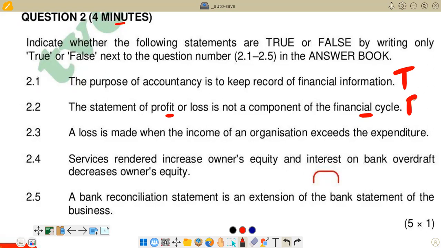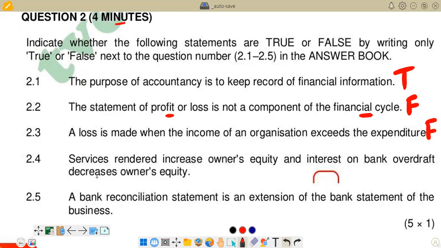So false here. Then on 2.3, a loss is made when income of an organization exceeds the expenditure. This is false again. When income becomes less than expenditure, that's when we are going to have a loss. So this one becomes also false there.